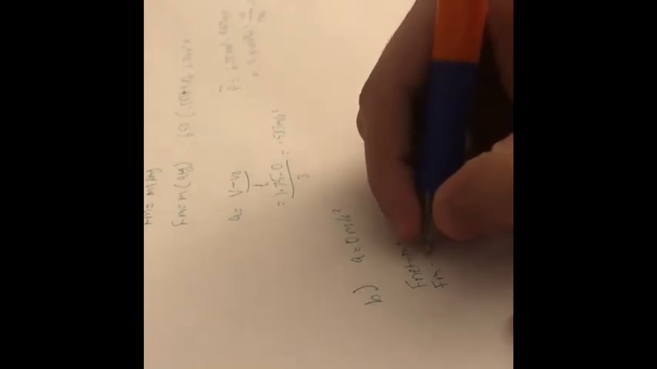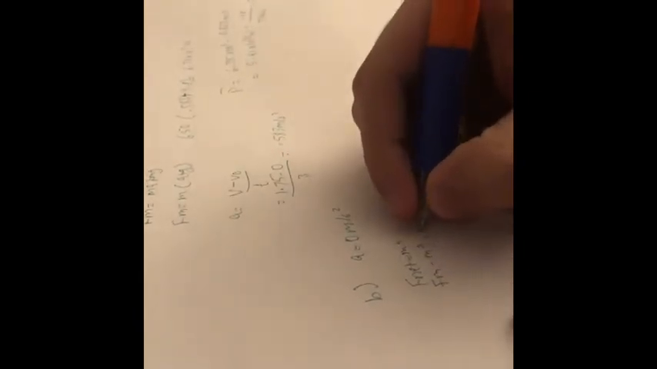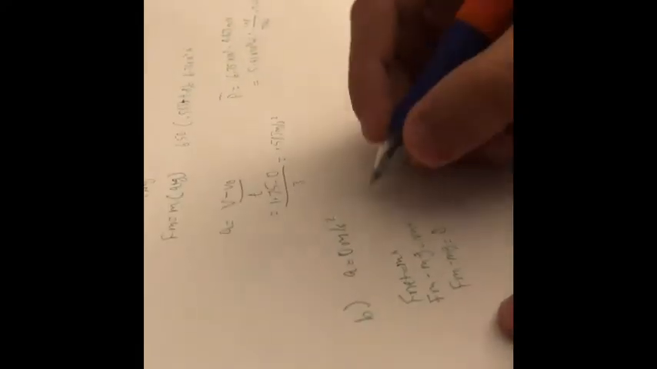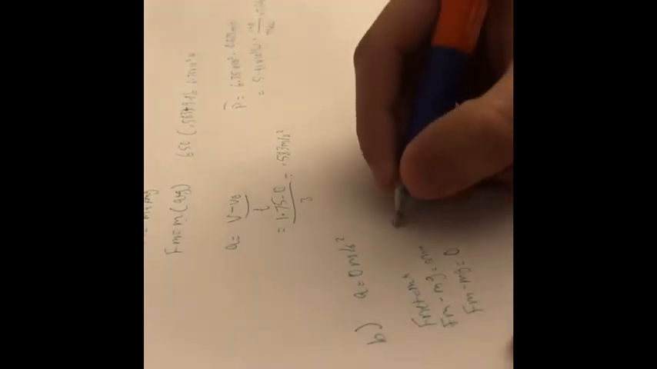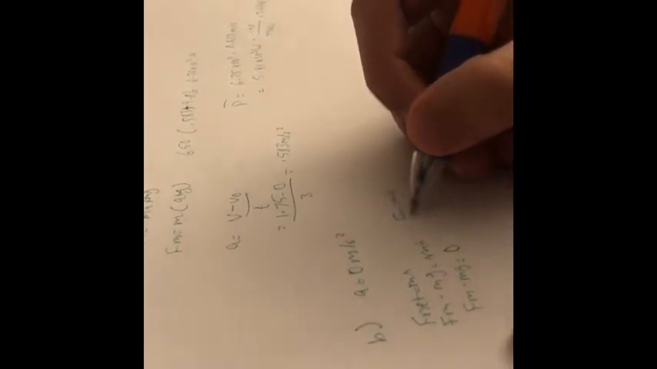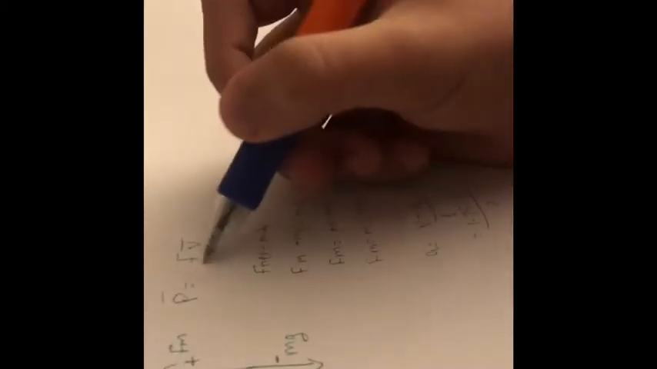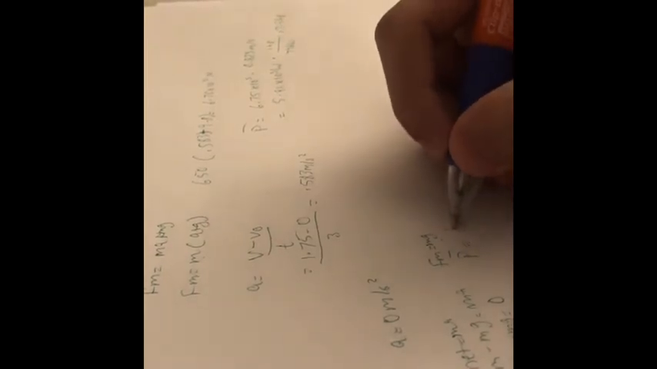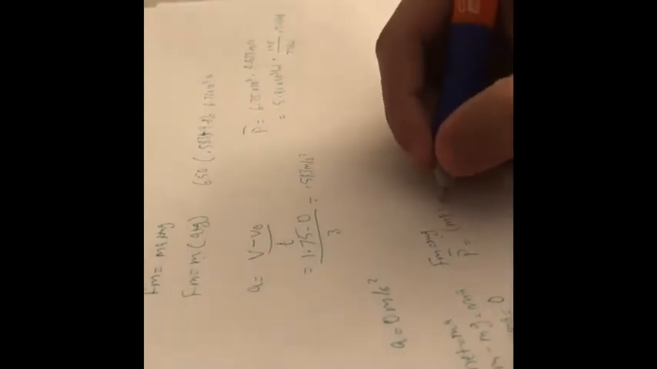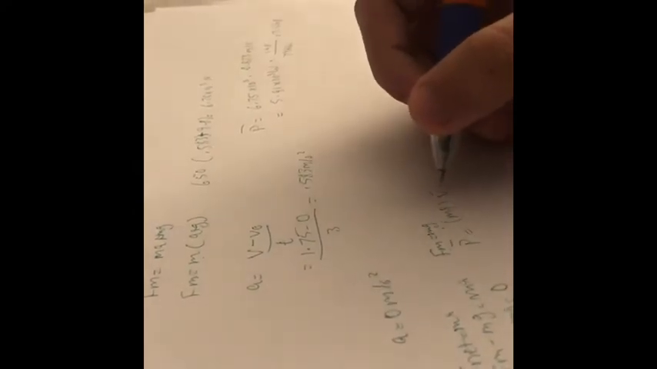So Fm minus mg equals ma, and since our acceleration is 0, we're gonna have 0 here, and then we're gonna move this to the other side. Fm equals mg, so this is Fm, so we're just gonna have the force as mg. Average power is equal to mg times the average velocity.